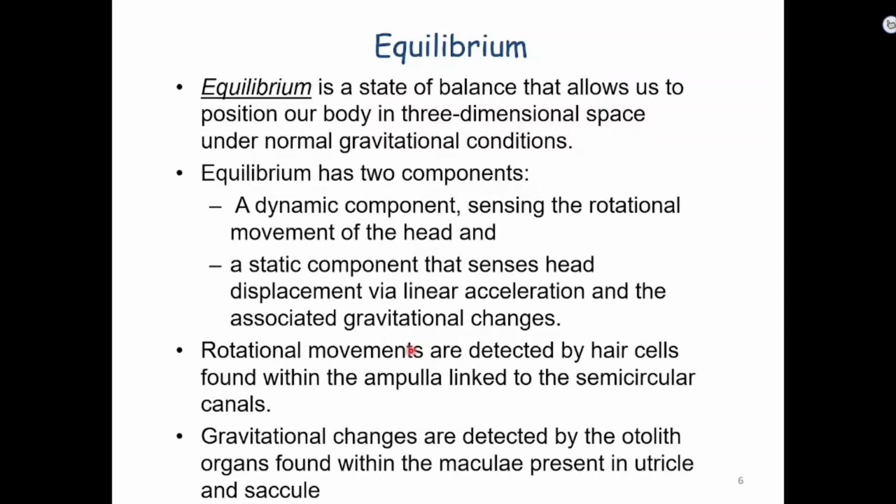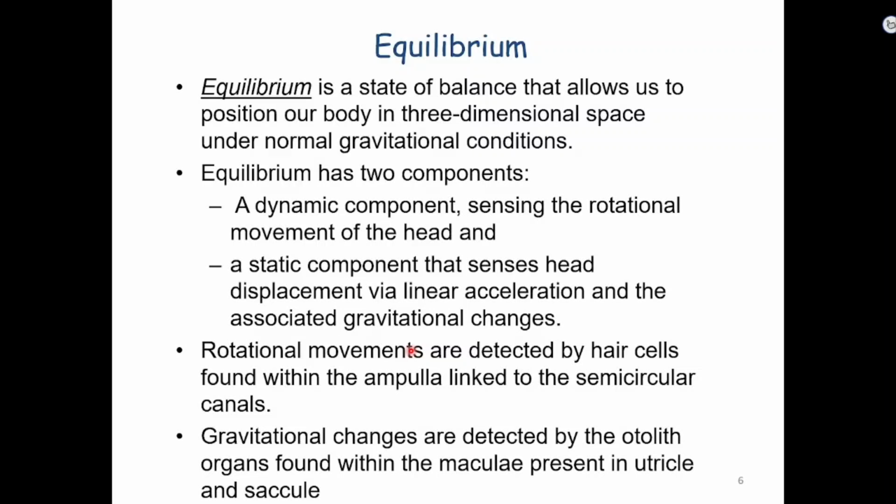How do we balance it? We have two components of equilibrium. One is that when you are moving, running, or turning, you can maintain your balance. This is called dynamic equilibrium. That is the function of the semicircular ducts. When you are moving, your head has to move also. When you are running, your head is moving up and down. When you are turning, your head is turning round. So when you are moving or rotating, you still are able to maintain your equilibrium.